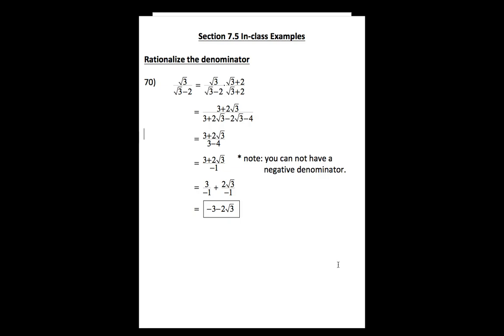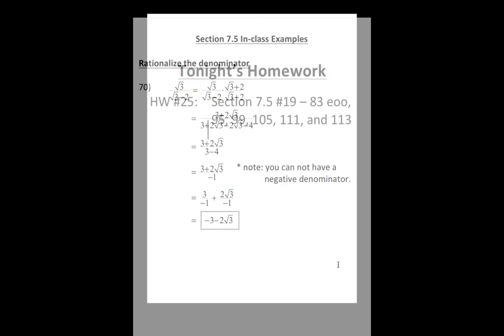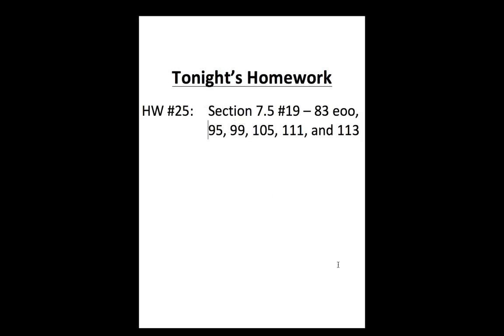So with these three examples added to the self-checks on section 7.5, coupled with the reading you did from section 7.5, you should be able to complete tonight's homework, which is homework assignment number 25. So you have the duration of the class period today to work on completing homework number 25, and hopefully it won't take you too much additional time outside of class to complete this assignment tonight.